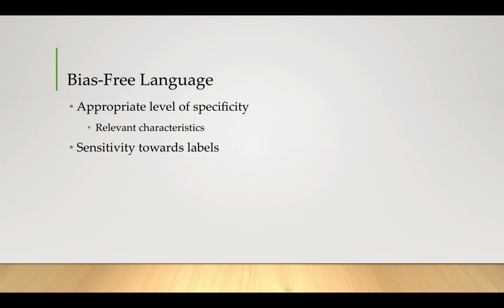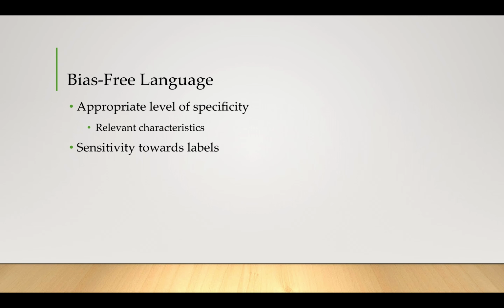Bias-free language. Bias-free language is just about being specific and being sensitive in your writing. Because this is academic writing, because this is science-based usually, you want to make sure that you are specific and also that you're trying to show that you're not being biased and subjective, but it's still trying to take an objective, I suppose, stance and point of view.